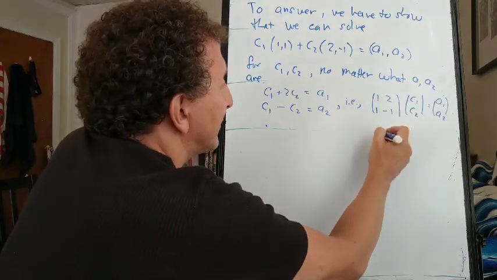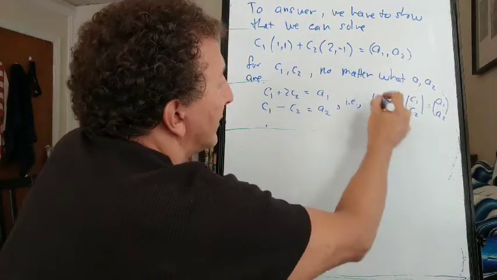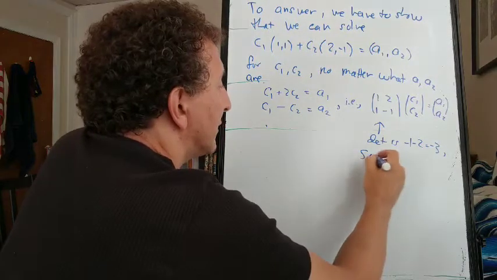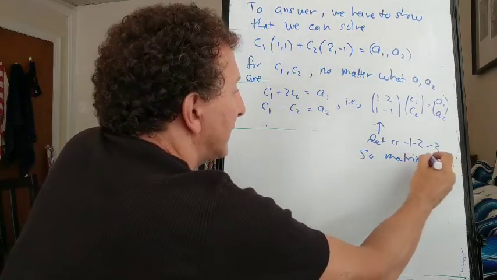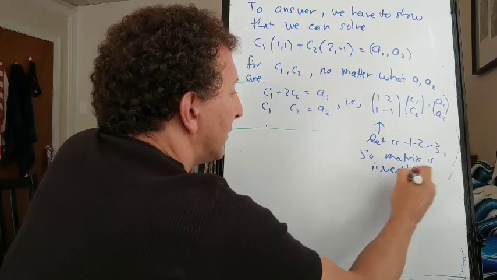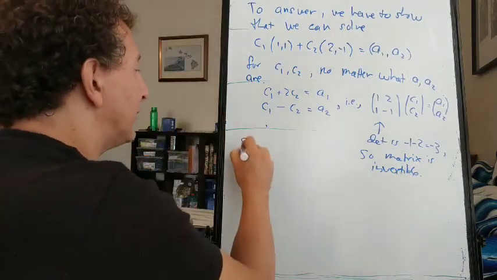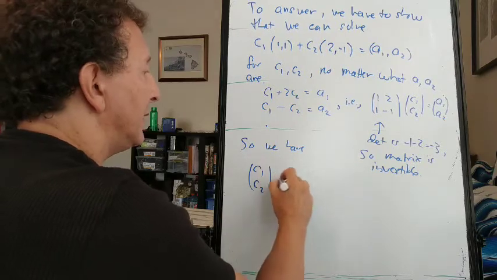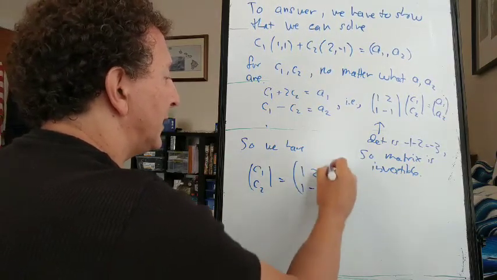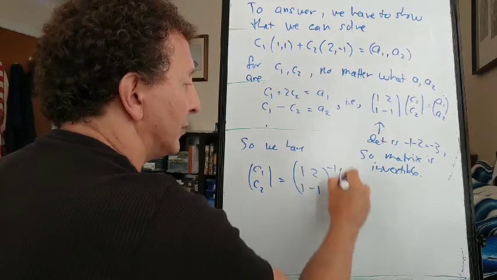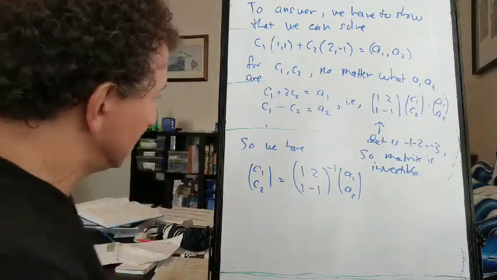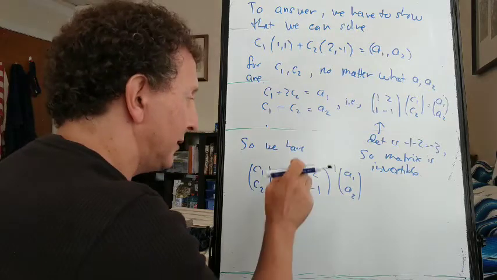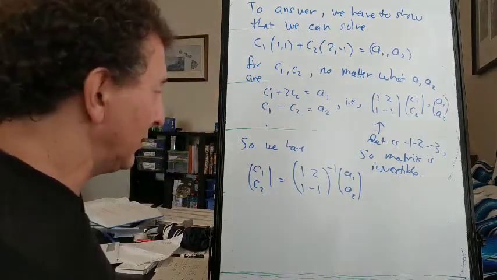The determinant is negative 1 minus 2, which is minus 3. So the matrix is invertible. So we have [C1, C2] equals the inverse of [1, 2; 1, -1], whatever that is, times [A1, A2]. So whatever A1 and A2 are, whatever numbers, we could invert this matrix and multiply out, and that'll tell us exactly what C1 and C2 are.